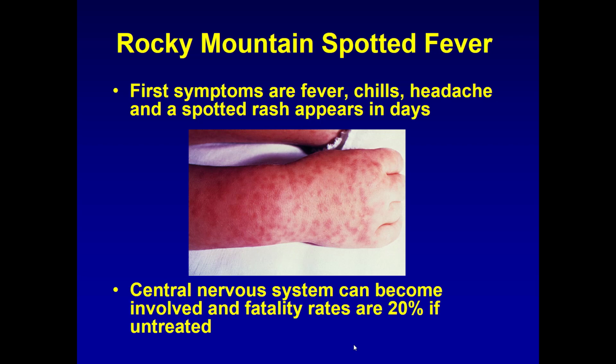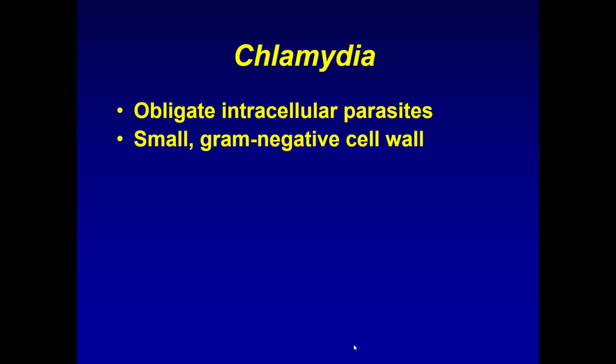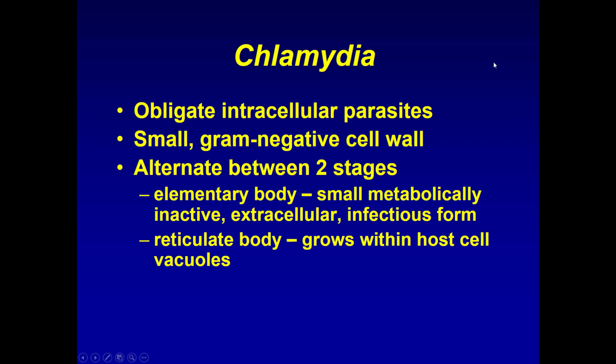Fatality rates are roughly 20% if untreated. All right, now we get the clap. So chlamydia. Obligate intracellular parasites, small gram-negative cell wall, and chlamydia. Here's the thing that you need to know about chlamydia. It alternates between two stages. Now this is different than what we're used to, because it's an obligate intracellular parasite. It's going to be different from other bacteria, and it's gram-negative.